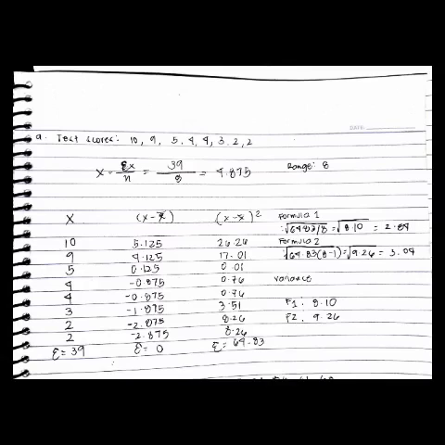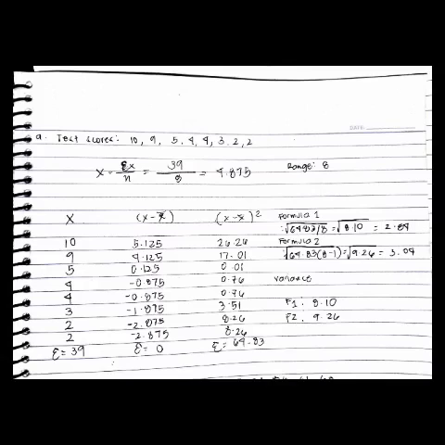To solve row number 3, we will find the square of the given numbers in row number 2. For example, 5.125 squared is equal to 26.26. 4.125 squared is equal to 17.01. After you find all the given numbers, you will add all of them and the answer is 64.83.